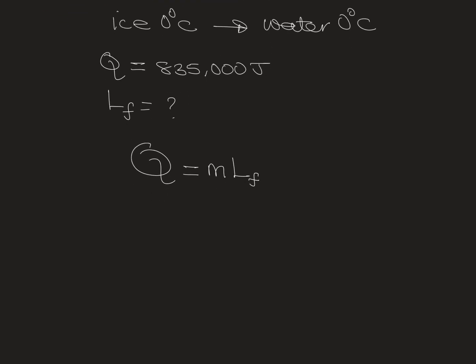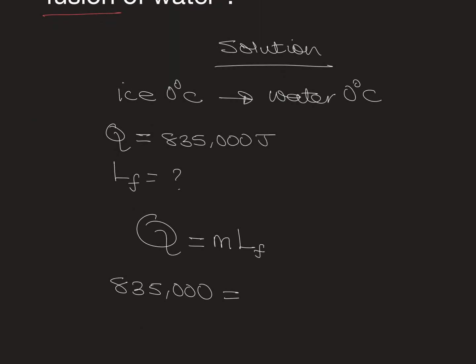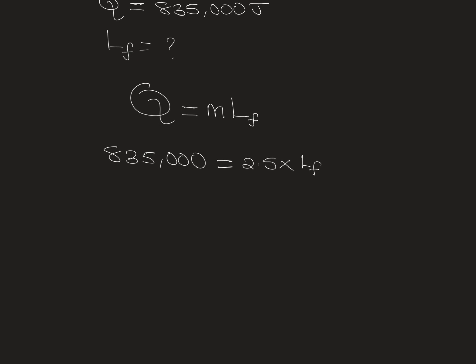So Q is 835,000 joules. This is equal to the mass given in the question, 2.5 kilograms, times LF. So that is 835,000 is equal to 2.5 LF. To find the specific latent heat of fusion of water, we divide both sides by 2.5. So this will cancel this.